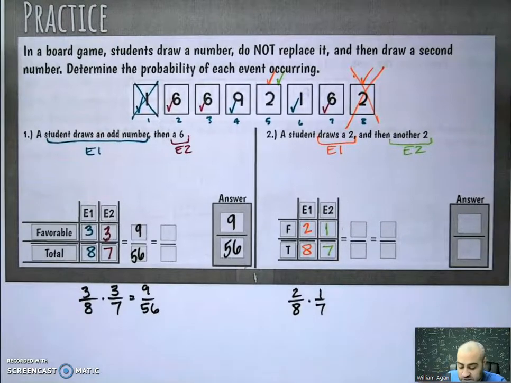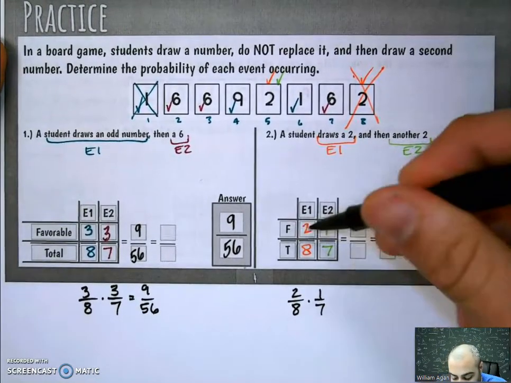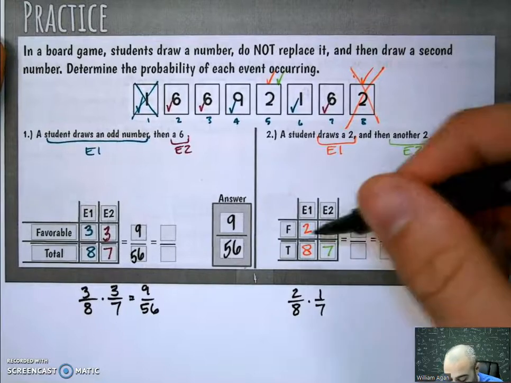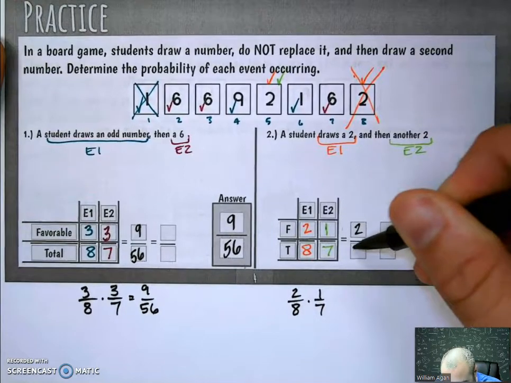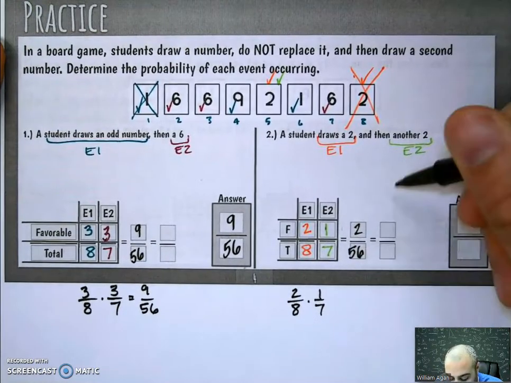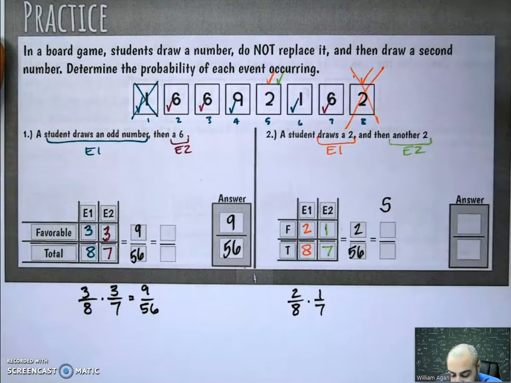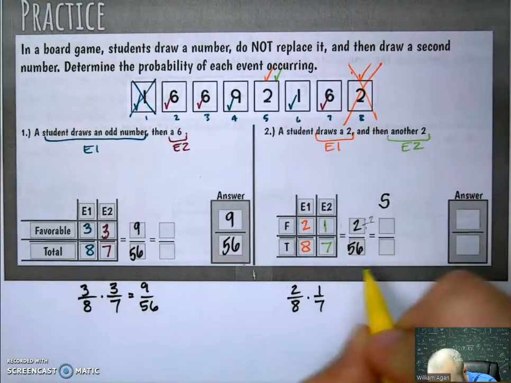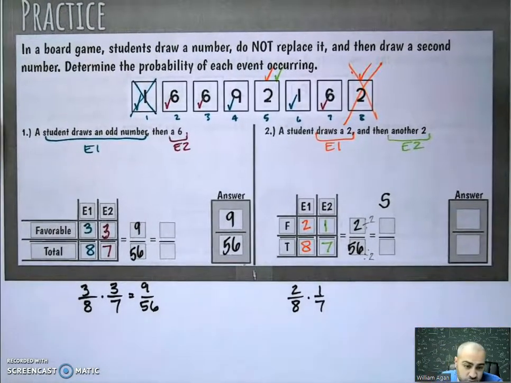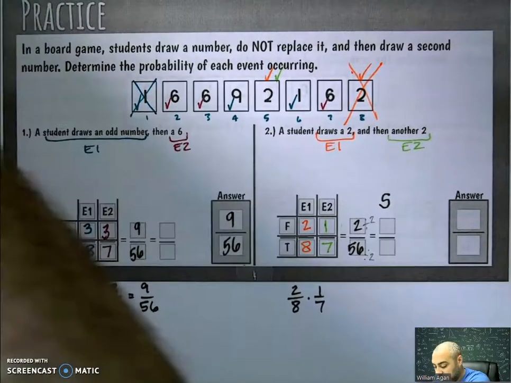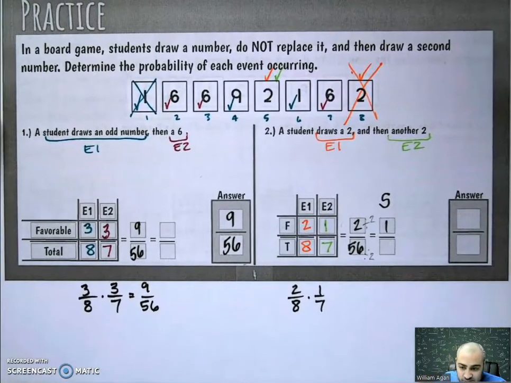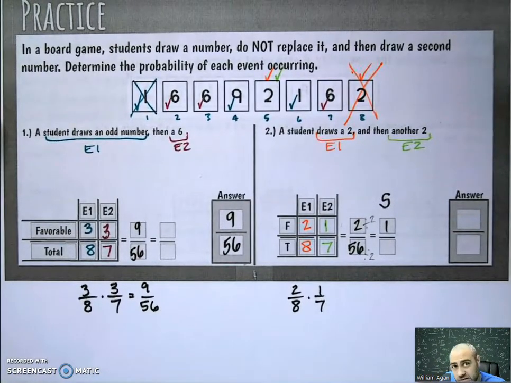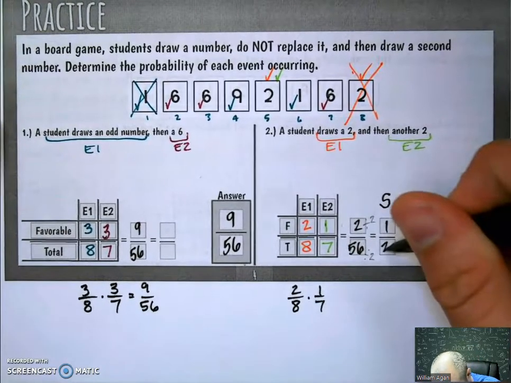There's 2 ways to do this. In fact, I'll do it this way first. If you multiply straight across, which is what you're supposed to do, you get 2 times 1 is 2 over 8 times 7 is 56. And then for this one, you're supposed to simplify. You can divide 2 and 56 by 2. They're both even numbers. If it's an even number, you can divide it by 2. And 2 divided by 2 gives you 1. And 56 divided by 2 gives you 28.